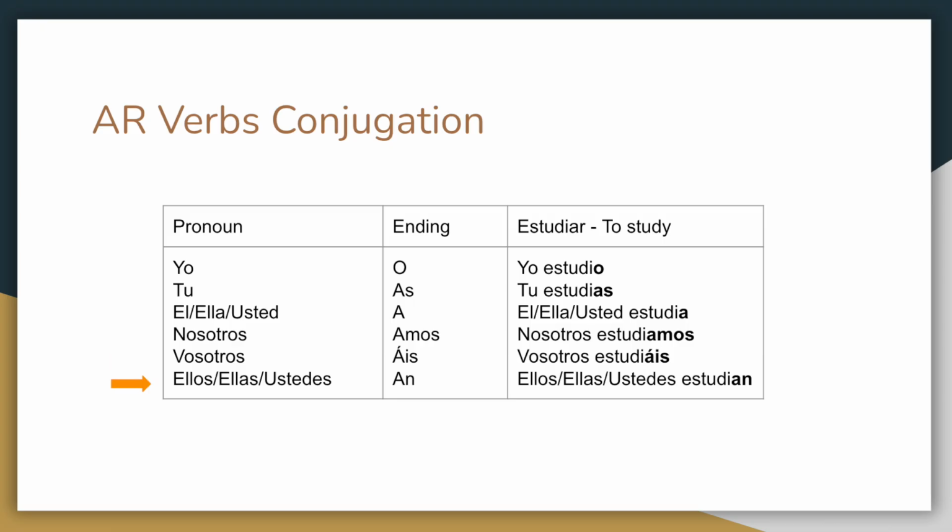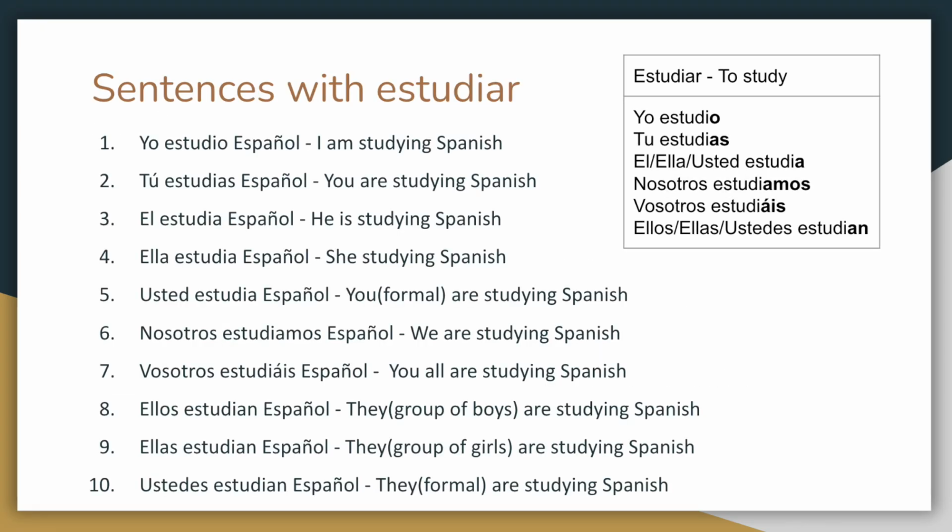And finally, the last three pronouns are ellos, ellas, and ustedes, and the pattern for this is an. So again, you replace the ar in estudiar with an. And you have three pronouns. So it's going to be ellos estudian, which means they, group of boys, study. Ellas estudian, they, group of girls, study. Or ustedes estudian, which is like a group of people you respect, study. So now let's look at sentences.